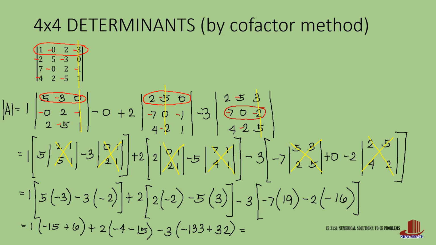Simplifying our values, nine plus 2 times 19, and this is supposed to be a negative.